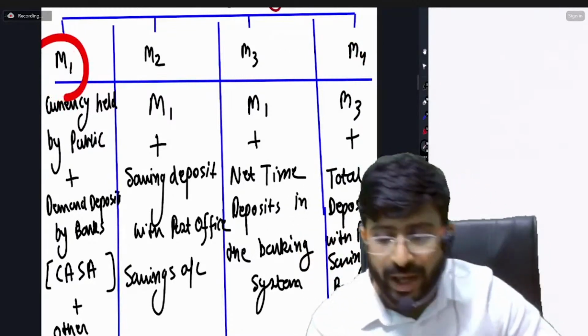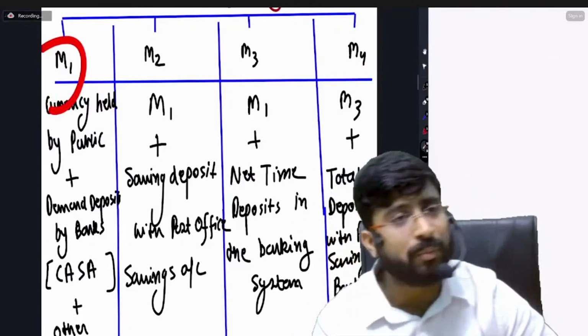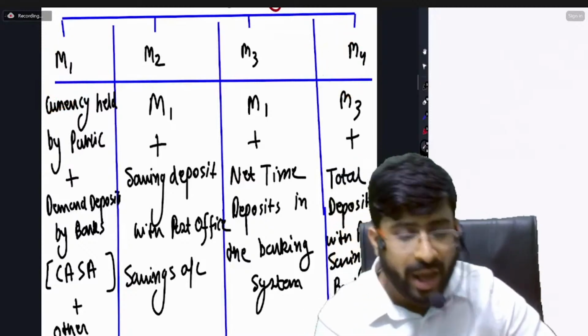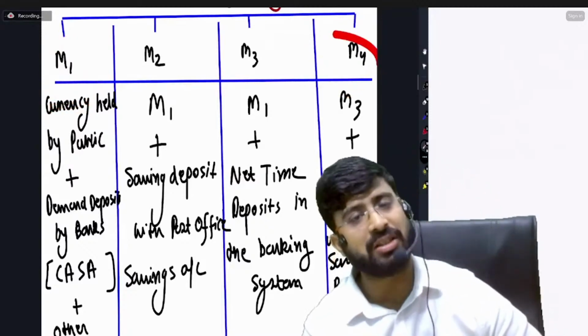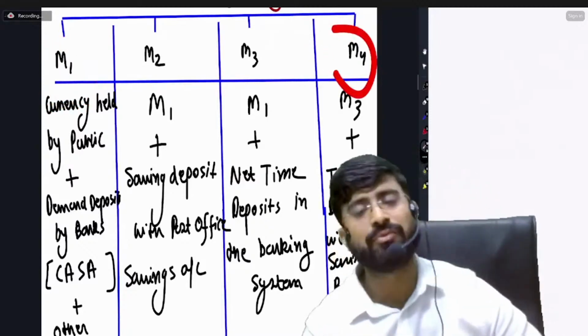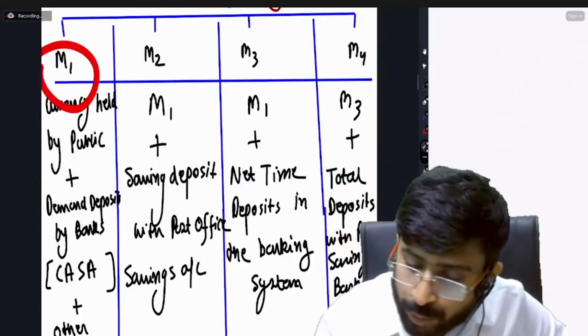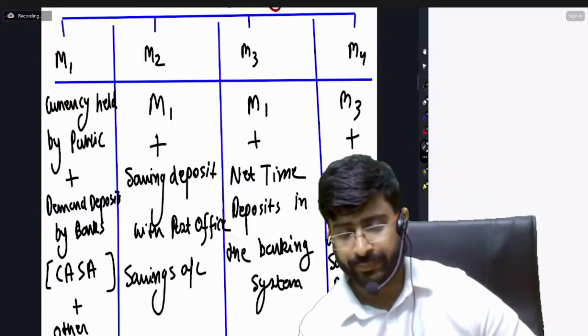I repeat, M1 is the most liquid, M4 is the least liquid. M1 is narrow money, M4 is broad money.